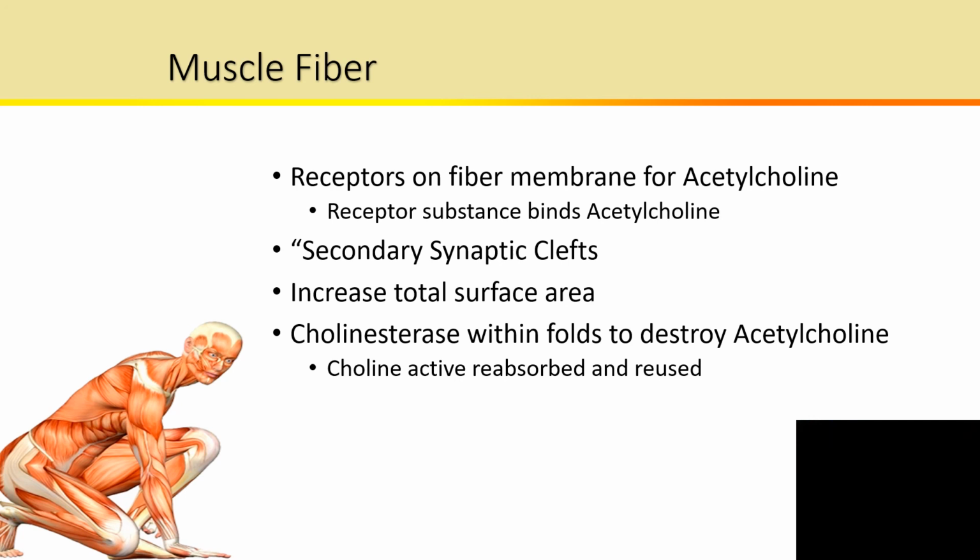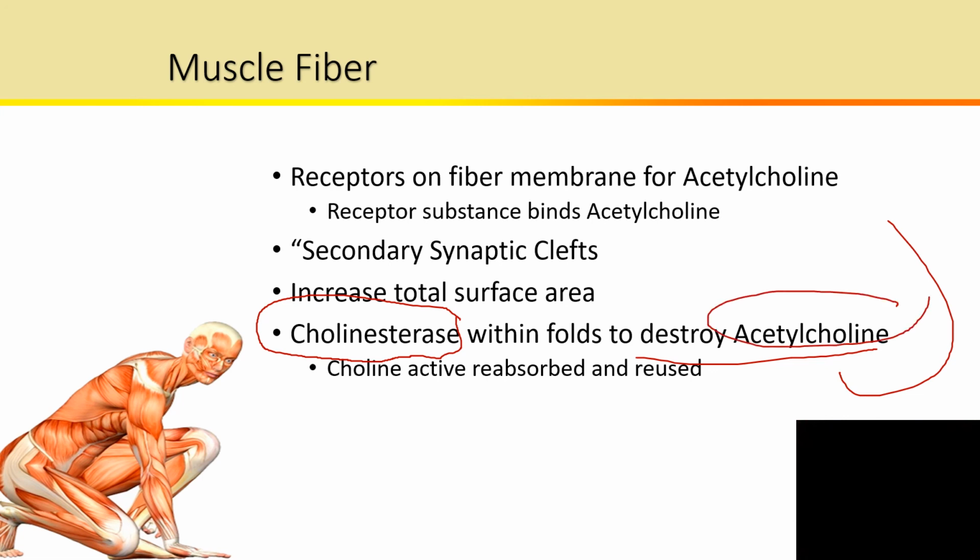Okay. Now inside that synaptic cleft, there are what are called secondary synaptic clefts, and they are important for a couple of reasons. Number one, they increase the surface area, which means there are more places for the acetylcholine to bind. Second, within the secondary synaptic clefts is the cholinesterase, which will destroy the acetylcholine so the parts can be transported back to the axon terminal, so I can make more acetylcholine from the parts that are broken down by the cholinesterase.